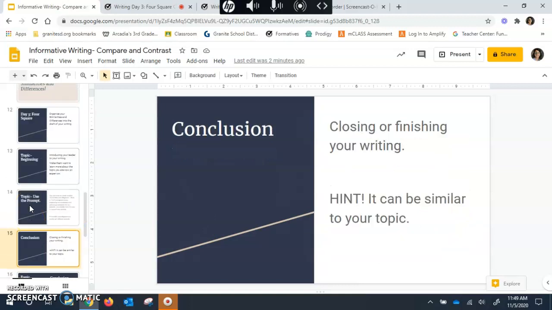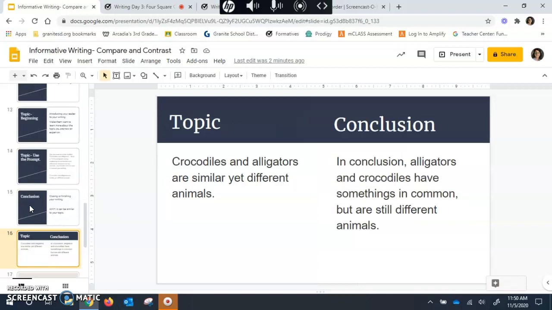Now we need to do our conclusion or the closing to our writing. And guess what? It can be similar to your topic. So here's our topic. Crocodiles and alligators are similar yet different animals. And here is our conclusion. In conclusion, alligators and crocodiles have some things in common, but are still different animals. So I changed my words a little bit, and I still told them, my reader, that I'm talking about alligators and crocodiles and that they have some things in common or similar, but they are still different animals.